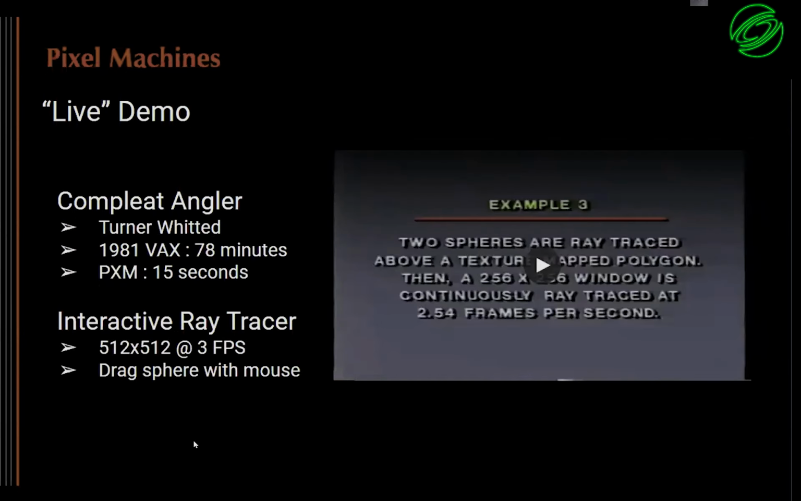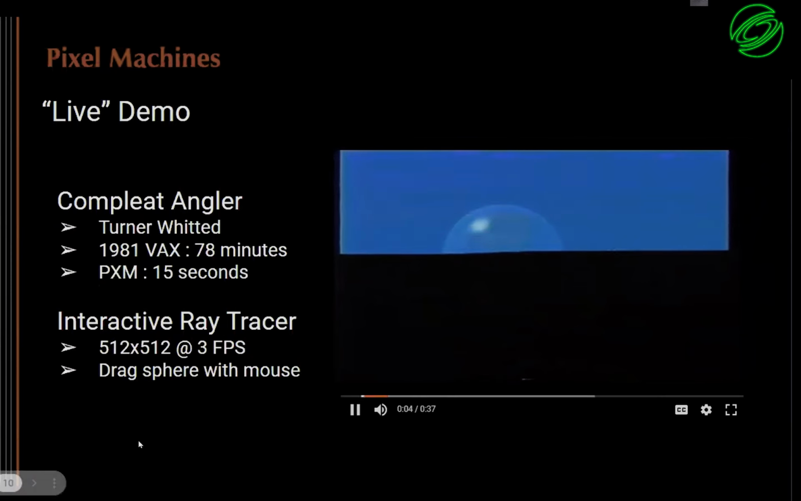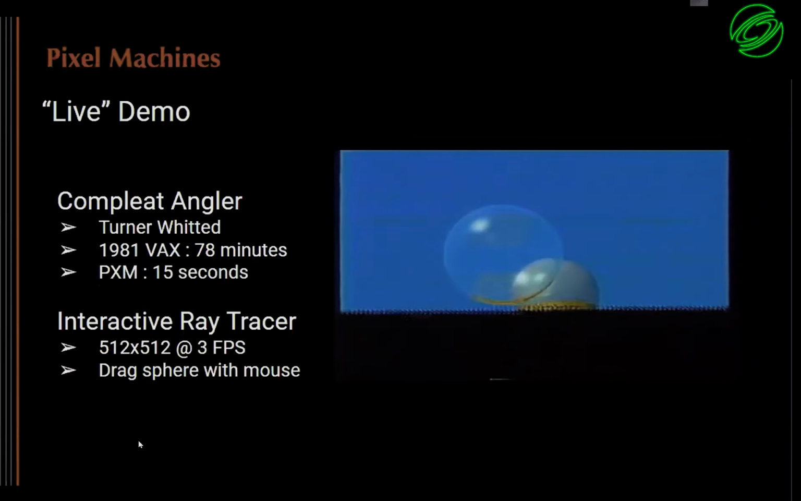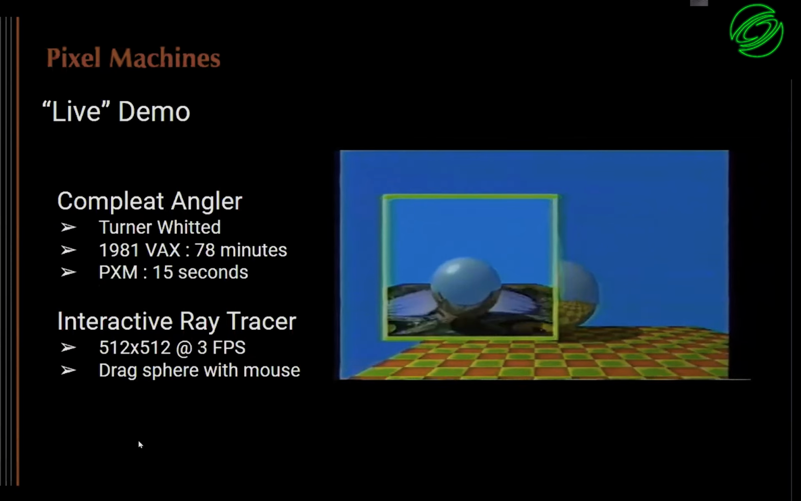Turner Whitted, of course, we all know this image. When Turner did this, I had a measurement of his from 1981 where it took him 78 minutes, and then on a Pixel machine, we could do it in 15 seconds. So a nice little improvement.